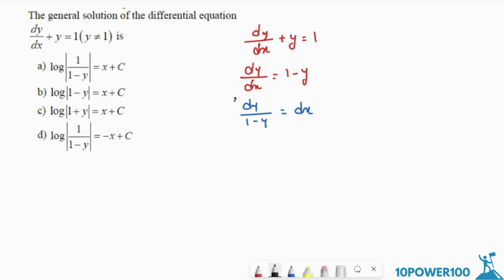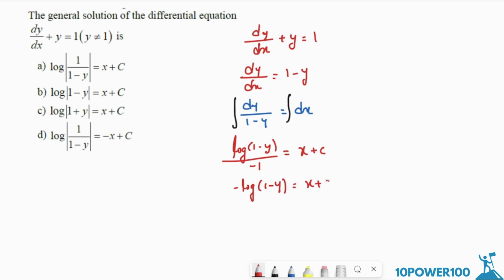Let's integrate this. Integration and integration. So integration of 1 by x you all know, so it is log x. So integration of 1 by 1 minus y becomes log 1 minus y, and if you see the sign of y, it is negative, so that becomes divided by minus 1, is equal to integration of 1 with respect to dx is x plus c. So this becomes minus log of 1 minus y is equal to x plus c.